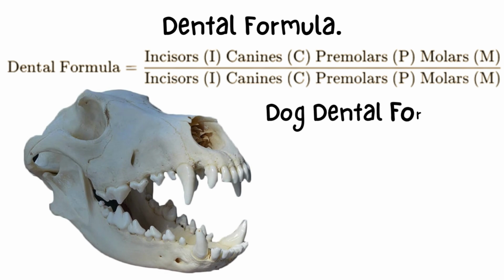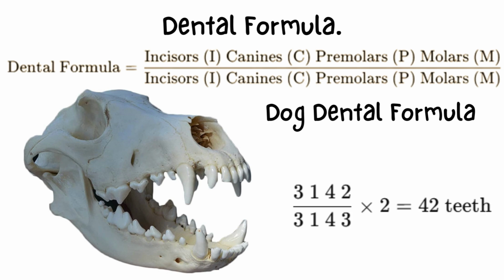Let's look at the dental formula for dogs. Dogs are carnivores and have a dental formula suited for cutting and tearing meat. Their dental formula is 3, 1, 4, and 2, and 3, 1, 4, and 3. Multiply this by 2, and we have 42 teeth in total.